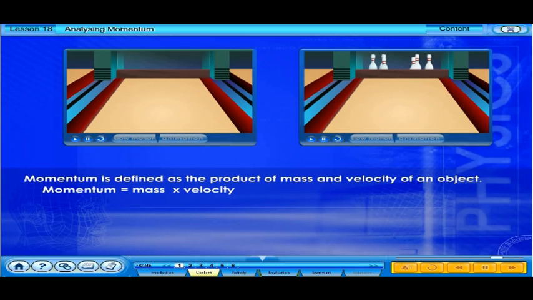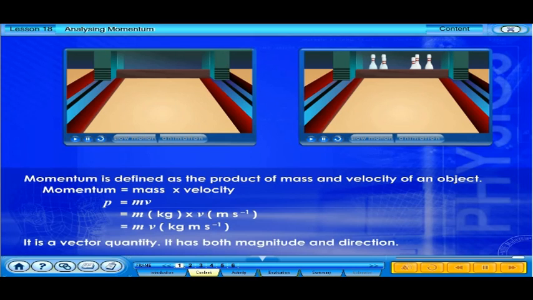In effect, the product of the mass and velocity of an object is called the momentum of the object. The SI unit of momentum is kilogram-meter per second, as the unit for mass is kilogram and velocity is meter per second. It is a vector quantity. It has both magnitude and direction.